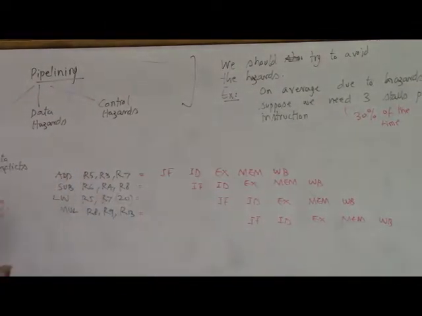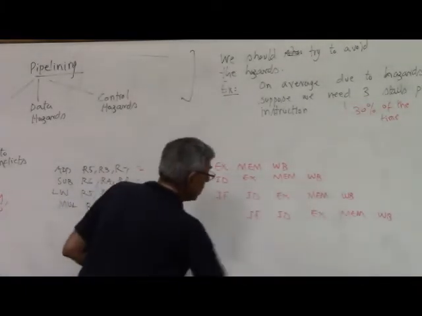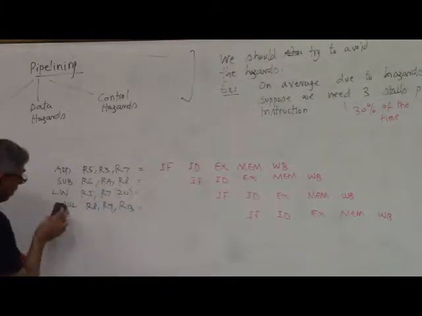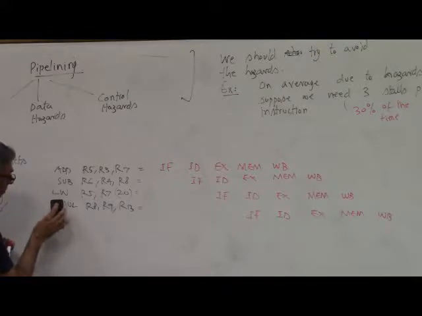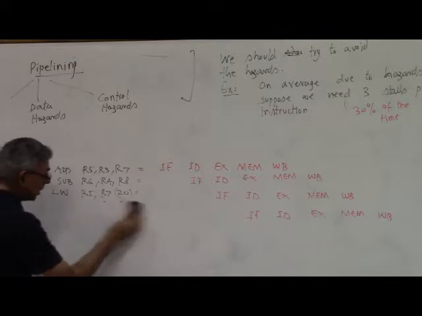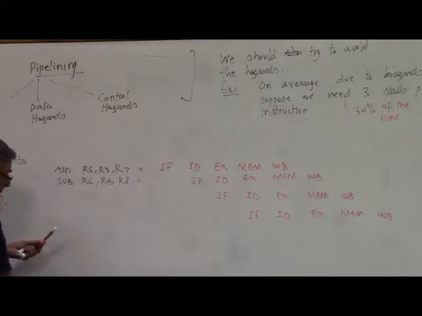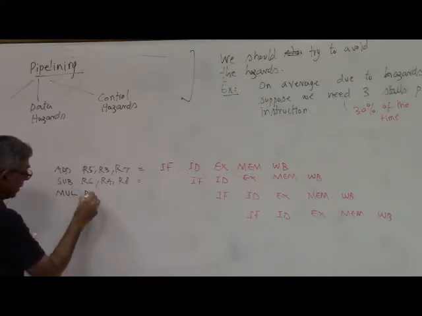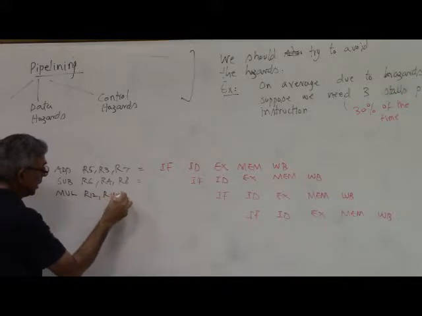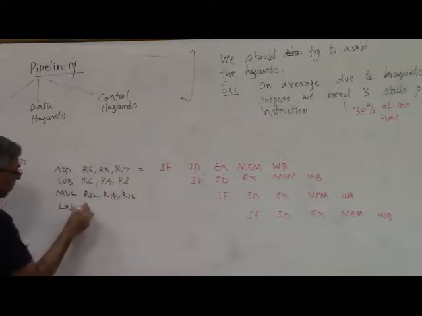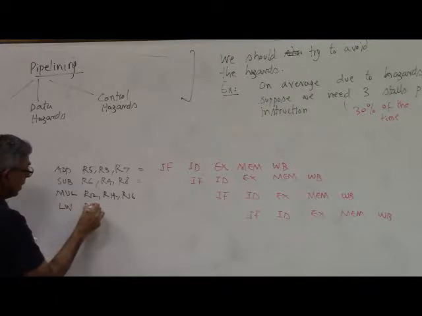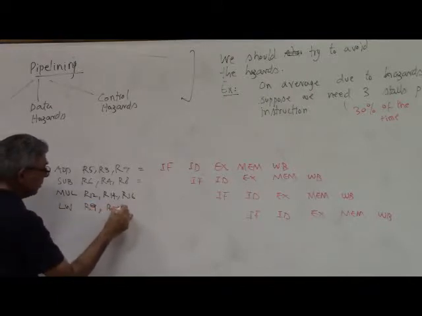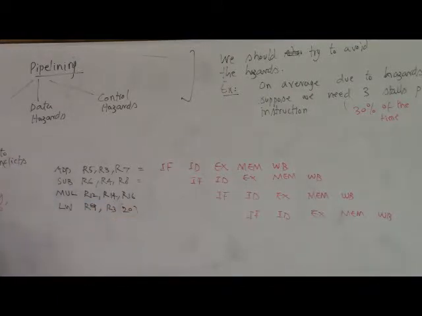Okay, let me change the second instruction, let me make this the load word instruction, and let me change this to a multiply instruction, so that I can explain one idea over here. So suppose this was R12, R14, R16, and let's make this load word R9, R3, R20, something like this, right?